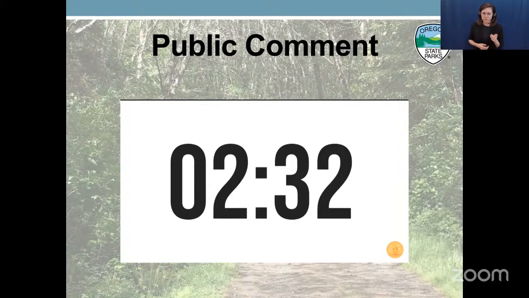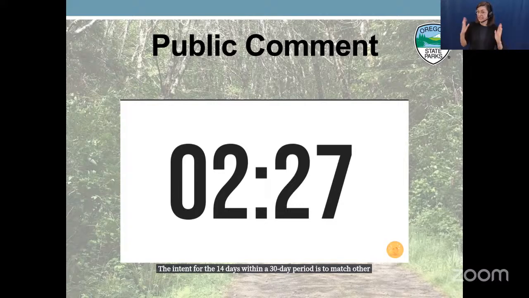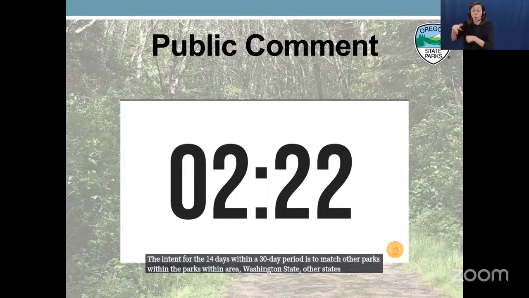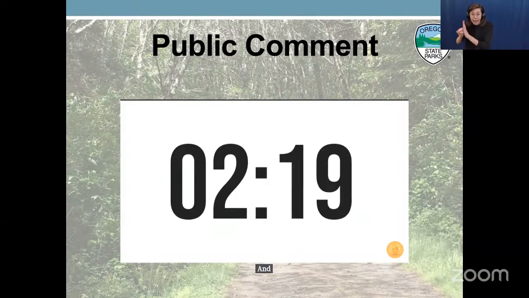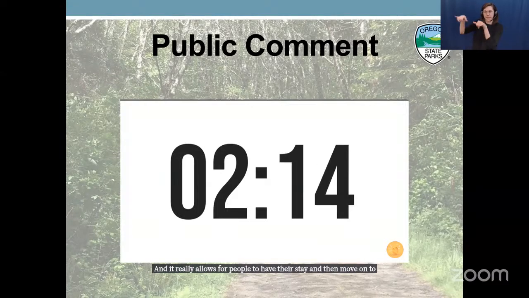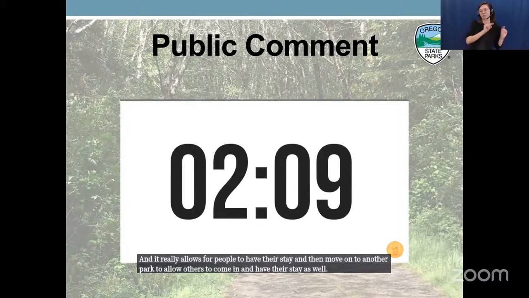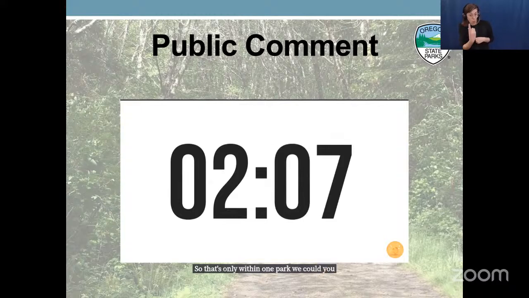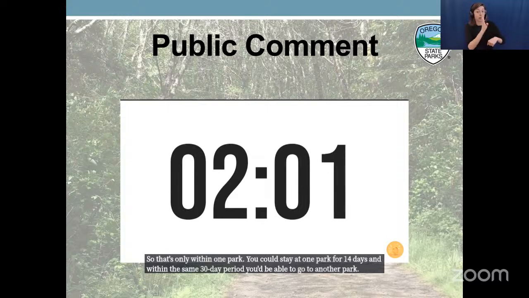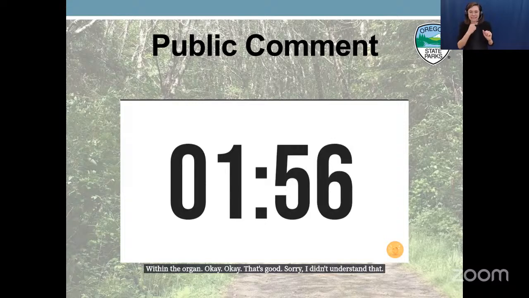The intent for the 14 days within a 30-day period is to match other parks within the area, Washington State, other states, National Park Service. And it really allows for people to have their stay and then move on to another park to allow others to come in and have their stay as well. So that's only within one park. You could stay at one park for 14 days and within the same 30-day period, you'd be able to go to another park within Oregon. Okay, that's good. Sorry, I didn't understand that. So that's very, very helpful.